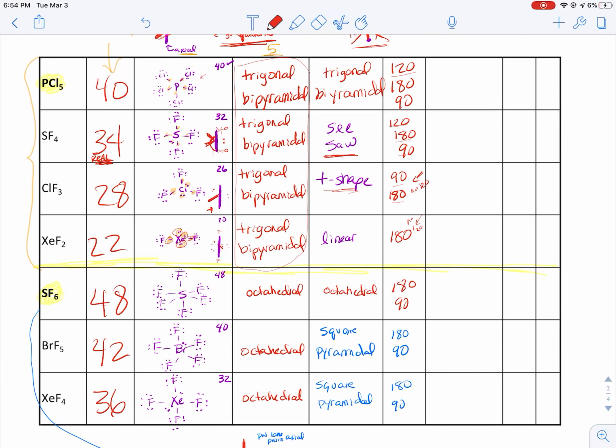This one right here, we still have the 90, the 180. I mentioned we don't have the 120. And for this one, we have the 180. And it's linear. You've seen this name before. There's a few names that repeat. Linear and bent, those are both some that repeat. So you'll see that name in different places.